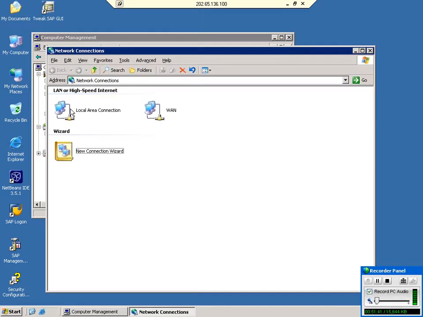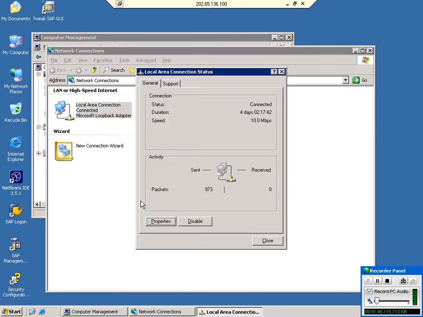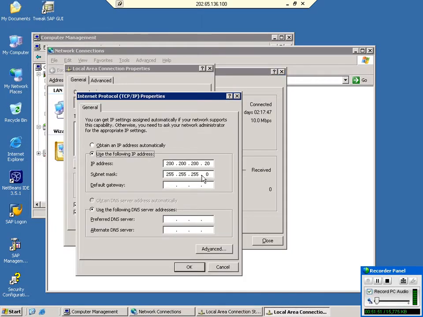So here I logged in as administrator account. Go to my network places, right click properties, status, TCP/IP properties. Here I'm using some IP, 200.200.200. Suppose if I want to use class A, means 0 to 127. 10 is a part of class A. 10.25.24.1. So what is the subnet mask?